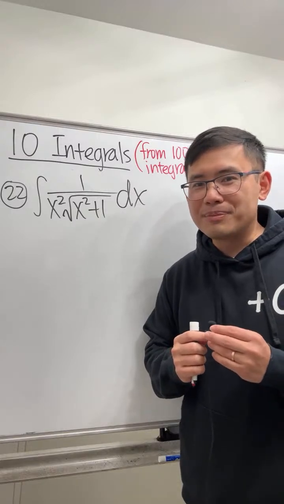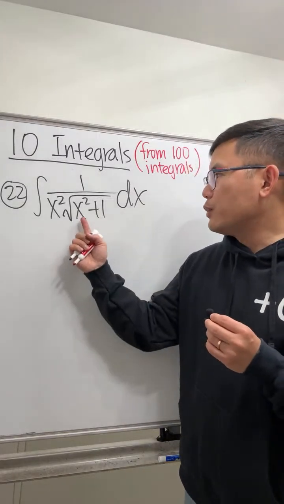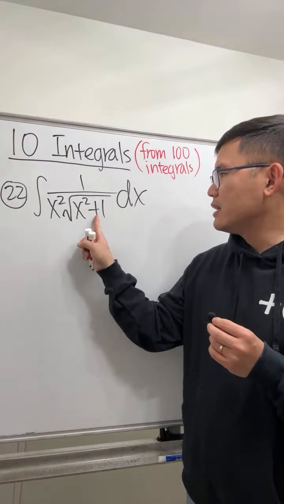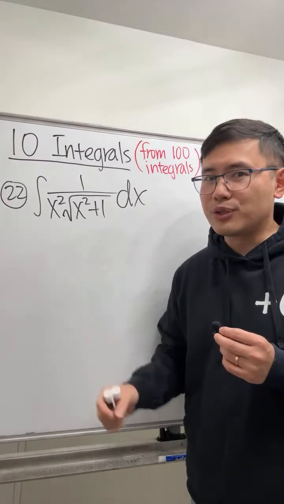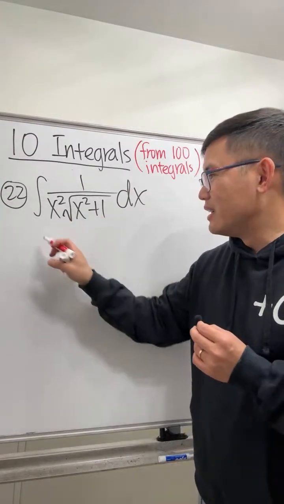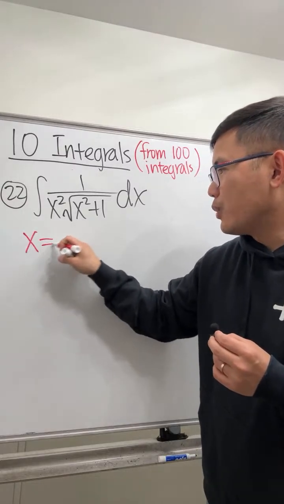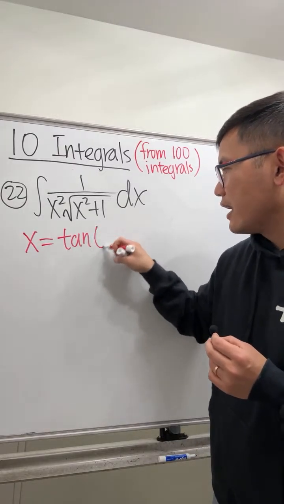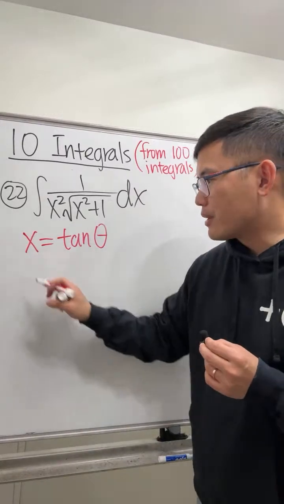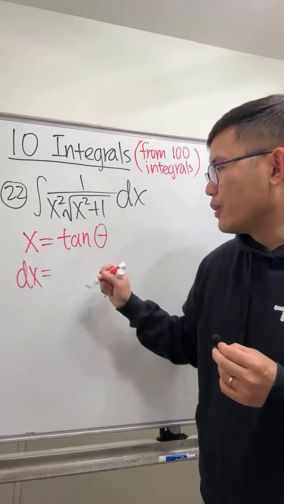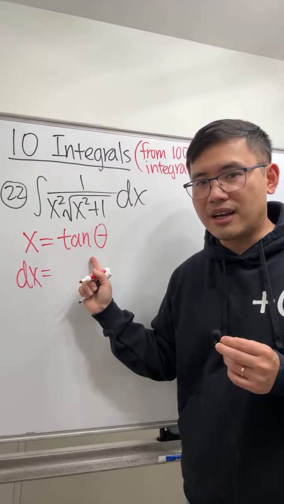All right, trig sub, tangent, yes. Whenever we see something like x squared plus 1 inside the square root, yeah, trig sub works wonders. So let x equal tangent theta, and then remember dx equals, what's the derivative of tangent theta?